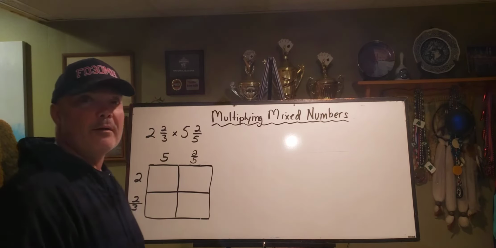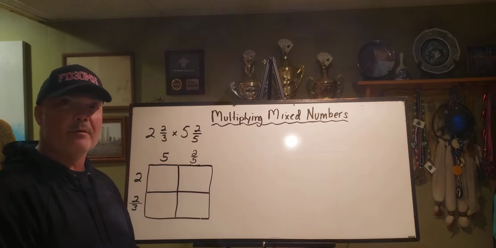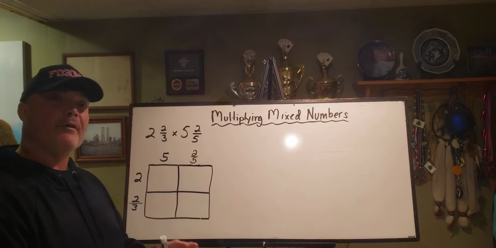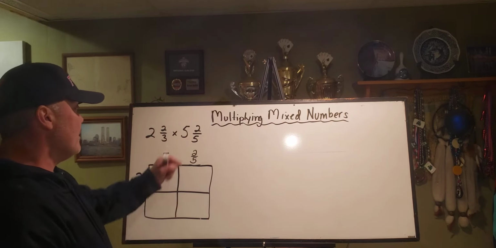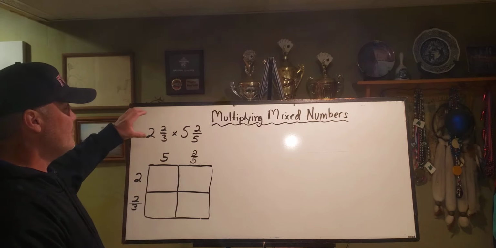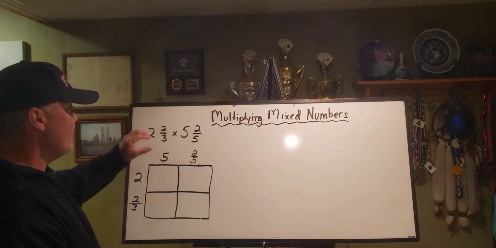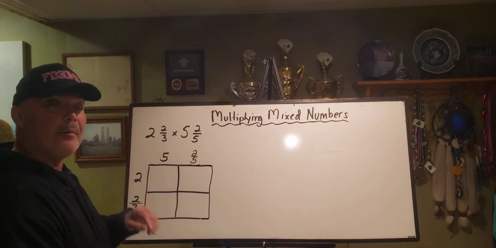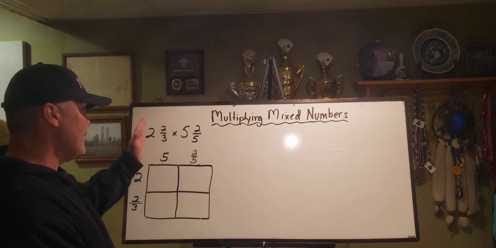Okay, good morning everyone. We're back with multiplying mixed numbers. I want to make sure we do a quick review. We're going to take our two mixed numbers and decompose them using an area model. Like I said, I like to use the first fraction, put it to the left, the second fraction, put it on top. You don't have to do that, but for me it makes it easier.